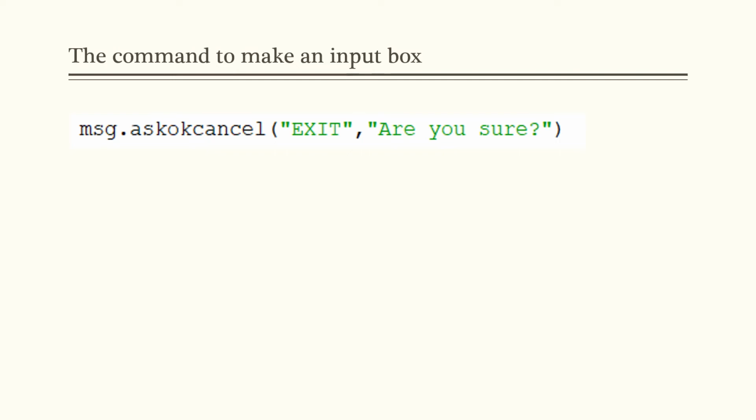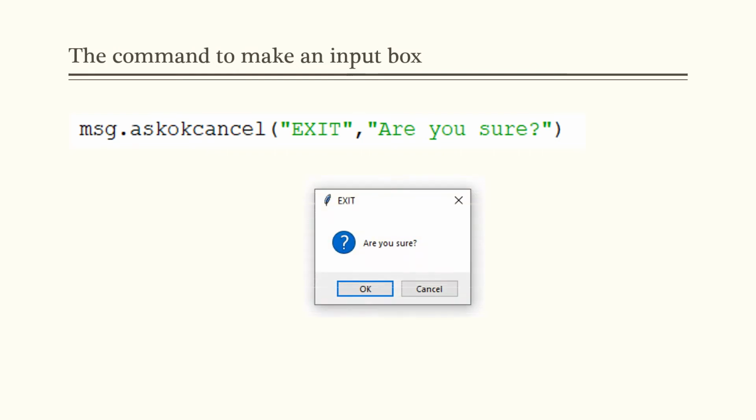So when I run that code, wherever I include it in the program, I'll see a box somewhat like that. I don't have to make the question mark, it'll just do it automatically. Are you sure? And the two options are OK and cancel. You can use any wording that you like.